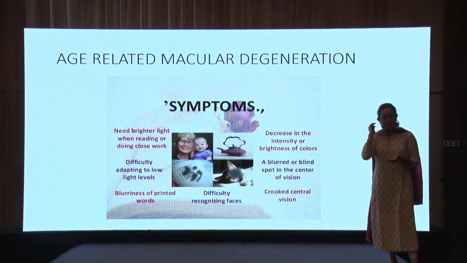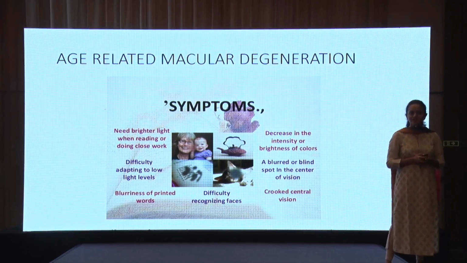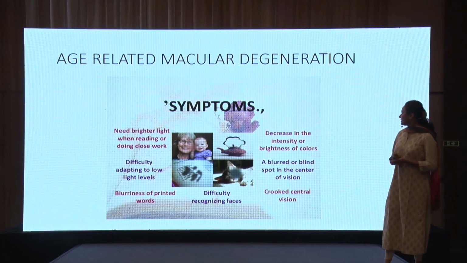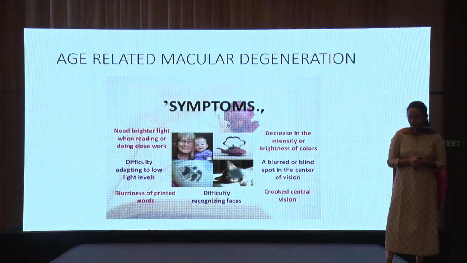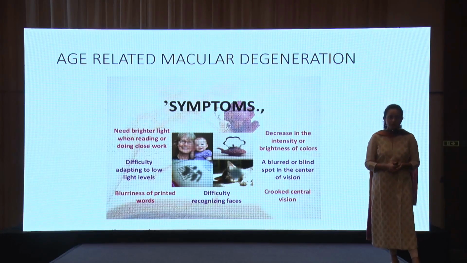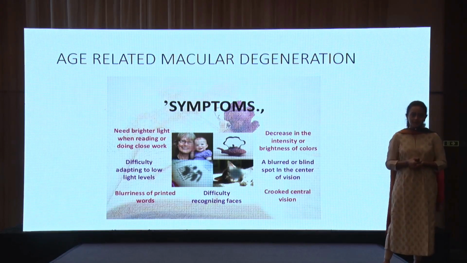Coming to the next disease, which is age-related macular degeneration. Has anybody heard of this disease in the audience? Okay, the oldest one has heard. Age-related macular degeneration is a very common disease in the western part of the world, but now, since the life expectancy of the Indian population is also increasing, it is getting seen more and more commonly in India as well.